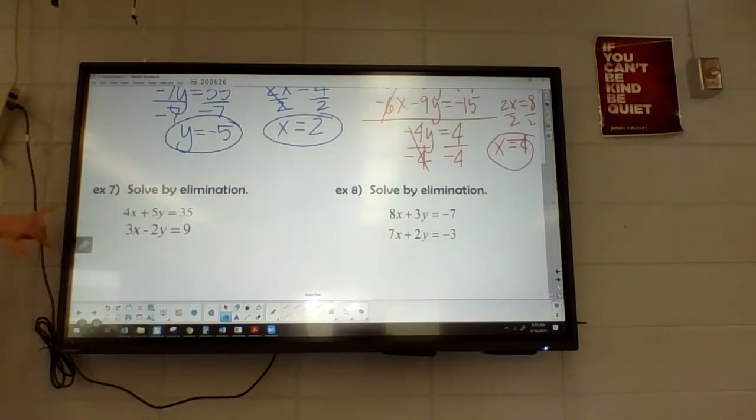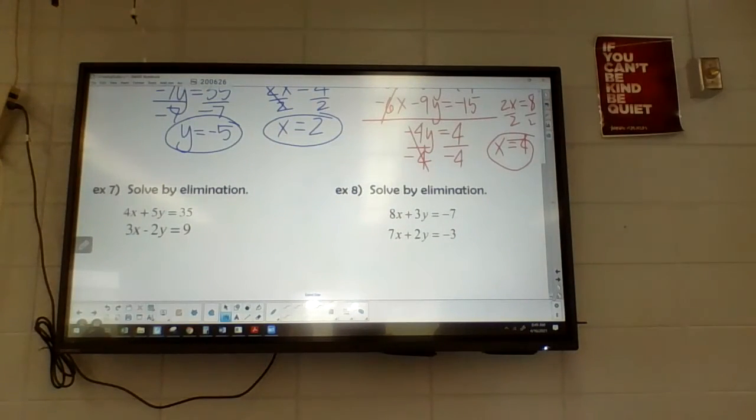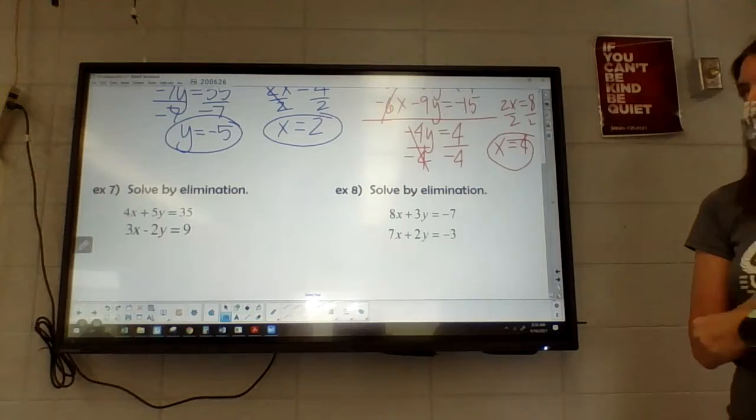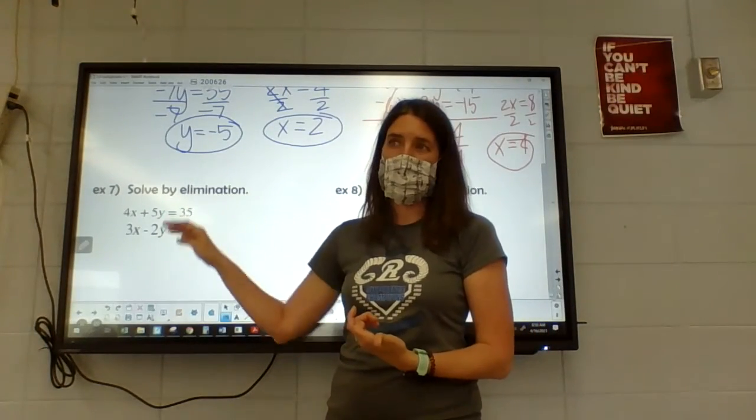So let's look at number 7. This one and 7 and 8 are both a little bit tougher. Let's just do 7 and we can be done then. In terms of 7, looking at it, 4 and 3, 5 and negative 2, I can't multiply 3 by something to get 4. I can't multiply 2 by something to get 5 without using decimals, and we don't want to do that. That's a mess. So this is a case where you're going to have to multiply both equations by something.